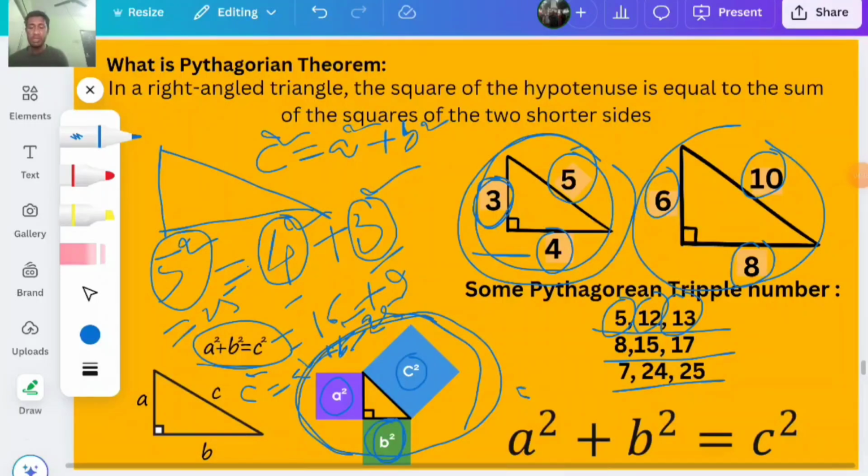The angle between height and base will be 90 degrees. Here you see that 90 degrees will be the angle here, and the other two angles will be acute angles. Acute angle means smaller than 90 degrees. Okay, next we are going to the next page.